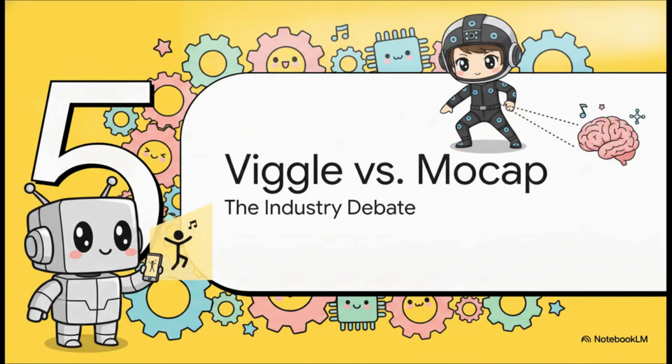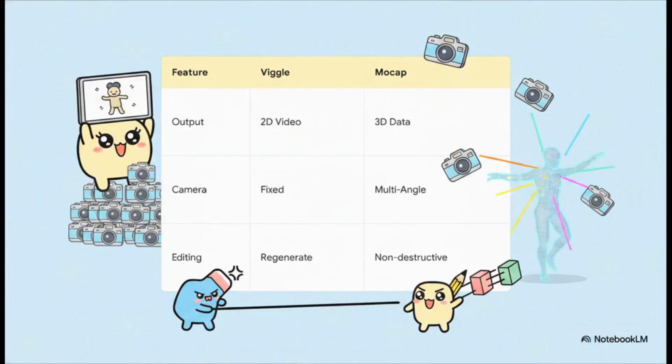Let's zoom out a bit for section 5, Viggle versus motion capture. So the crucial point in the wider industry debate is understanding what these tools actually produce. Generative AI, like Viggle, gives you a baked 2D video. Traditional 3D mocap, like the professional suits from Rokoko, gives you true 3D data. AI uses a monocular, fixed camera perspective based strictly on the video you uploaded. Mocap, though, allows for multi-angle, totally dynamic camera setups in a 3D engine. And what about editing? Well, if you want to change the AI motion, you pretty much have to regenerate the whole thing from scratch. With mocap, the skeletal data is fully non-destructive and endlessly editable.